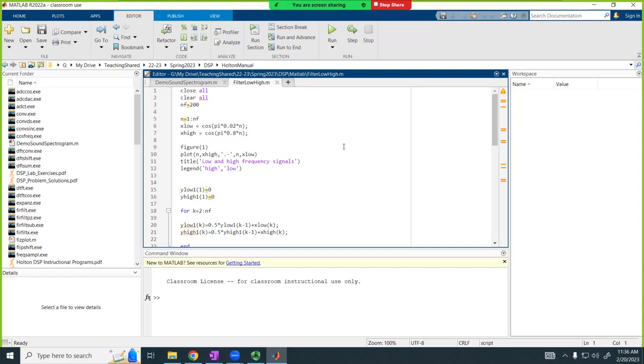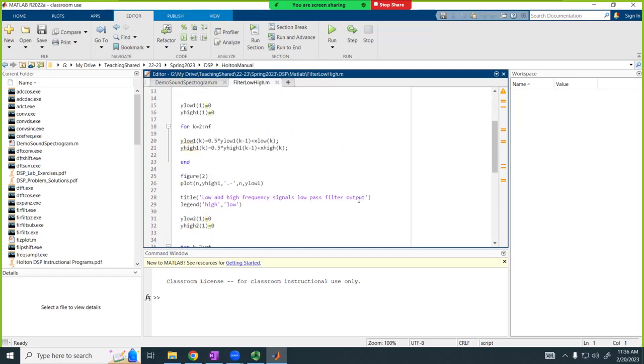So I'm going to take them through our filter, and I'm going to generate the output of the filter using my difference equation, just calculating the way we calculated it a minute ago. And then I'm going to plot the output.